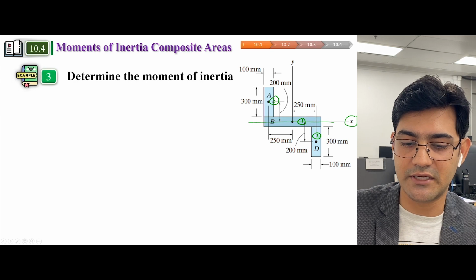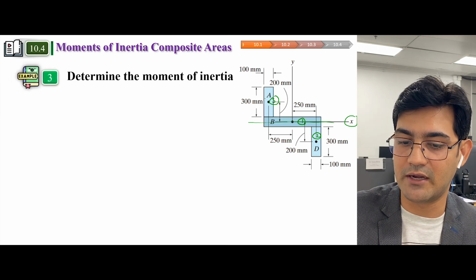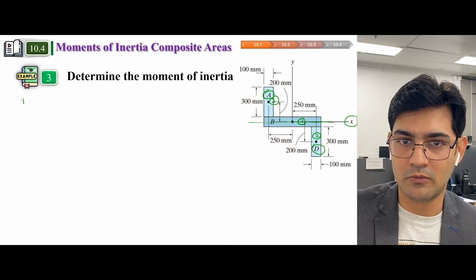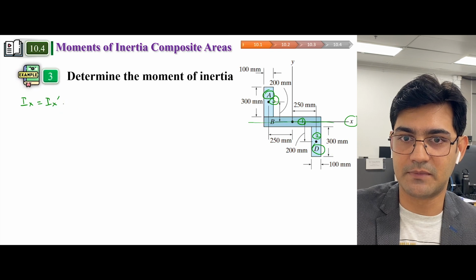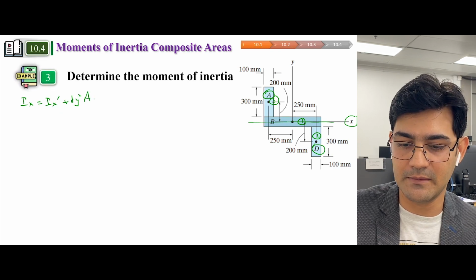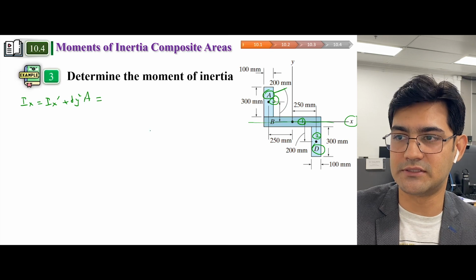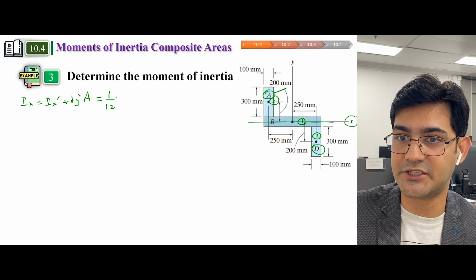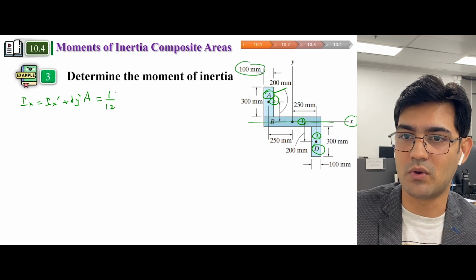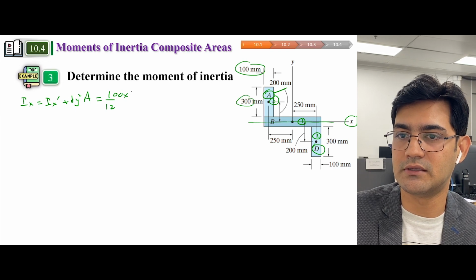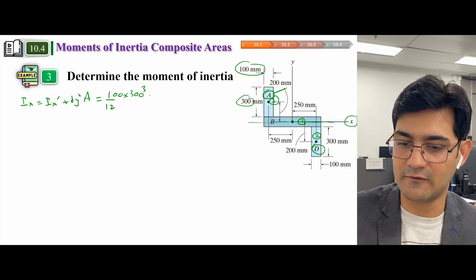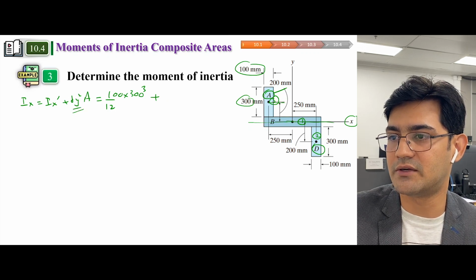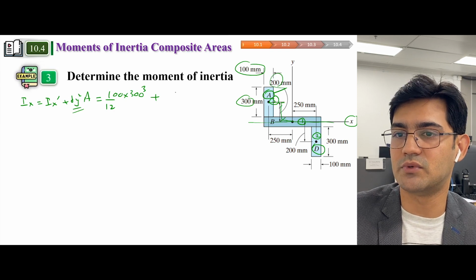Now I will directly calculate, but first let me calculate for segment A and D. We know the moment of inertia is Ix' plus dy square A. Let's talk about this area. Now 1 by 12, what is bh cube? Base is 100 and height is 300, so 100 into 300 cube by 12, plus dy square, the distance. The distance is from this centroid to its centroid. So this is the distance, which is 200.